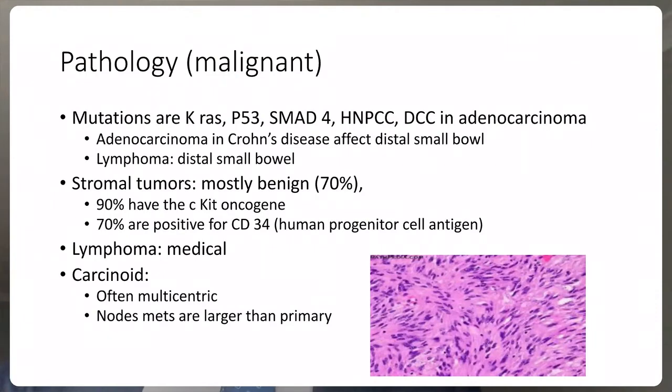Now, we need to know the underlying pathology for these lesions. I'll start with the pathology of malignant lesions. If we start with adenocarcinoma of the small bowel, we will find that the mutations that lead to adenocarcinoma of the small bowel are more or less similar to those we see in colon cancer and pancreatic cancer, in particular mutated KRAS or P53, or SMAD4, or the gene for hereditary non-polyposis colorectal cancer, or deleted in colon cancer. These are the mutations that you will see in the adenocarcinoma sequence in the process of neoplasia of colon and rectal cancers.